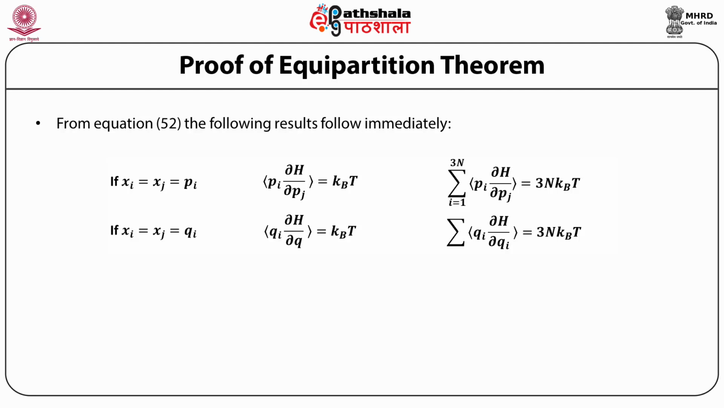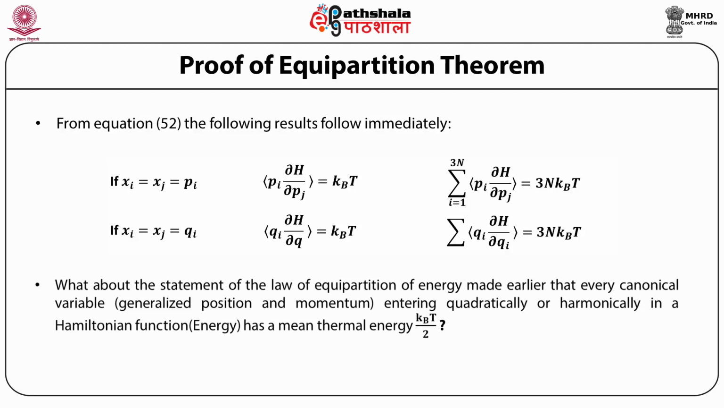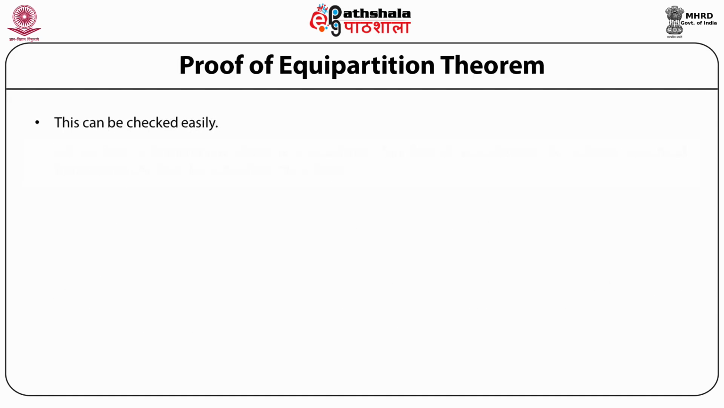You must be wondering, what about the statement of the law of equipartition of energy made earlier, that every canonical variable, that is generalized position and momentum, entering quadratically or harmonically in a Hamiltonian function or energy has a mean thermal energy kBT divided by 2. This can be checked easily.